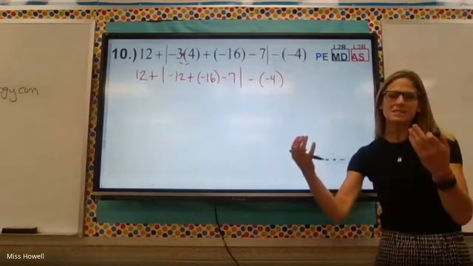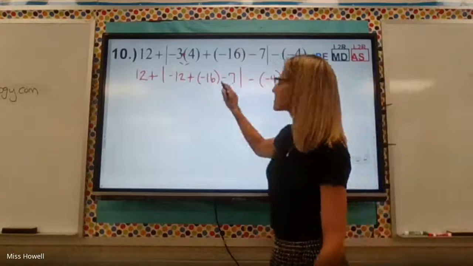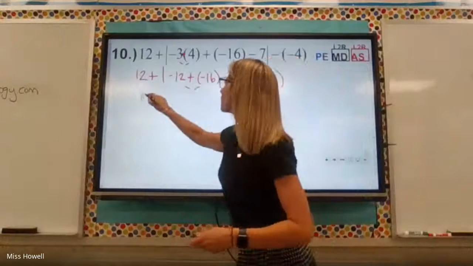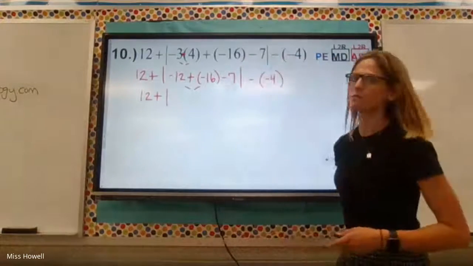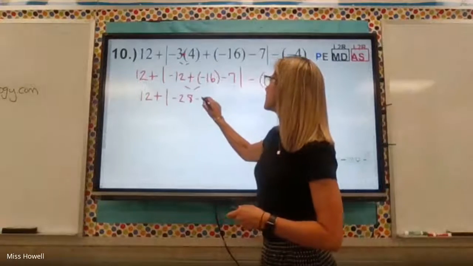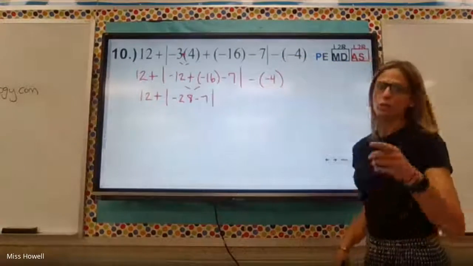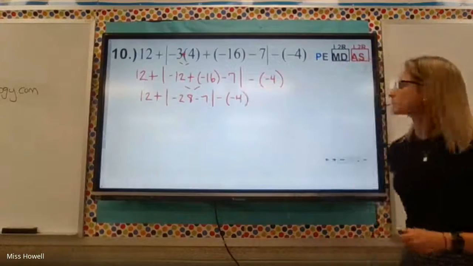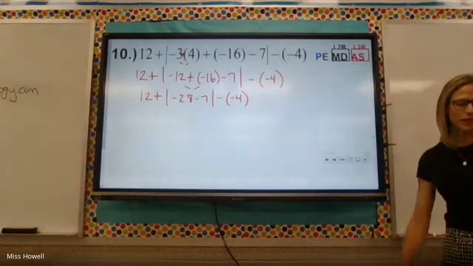All right, we're not done inside our absolute value bars. We have add and subtract, so we have to go from left to right. All right, keep going here. So 12 plus absolute value. Negative 12 plus another negative 16 would give us negative 28. Bring down the subtract 7. Don't forget your absolute value bar. Bring down the minus negative 4. All right, keep working inside the absolute value bars.